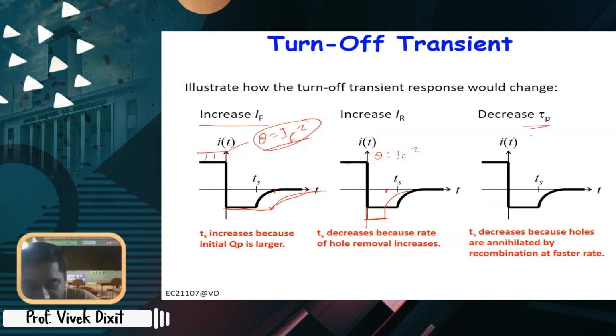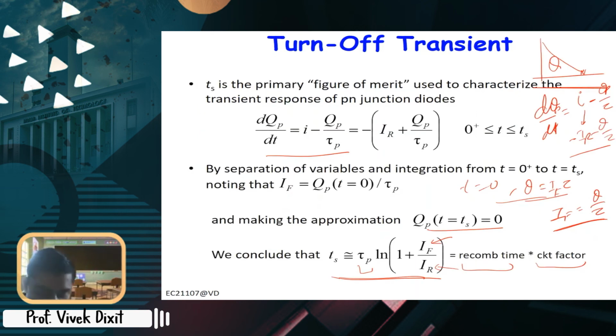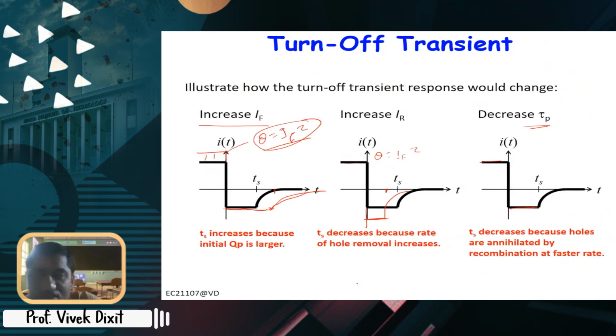If you decrease the tau P, what will happen? Both the currents are the same, the charge is the same, so will tau S be the same, or will it be different? We are only changing the tau P. What will happen to tau S if you decrease the tau P? You recall the expression here? Tau S is dependent on tau P, right? So if tau P is decreased, tau S will be decreased.